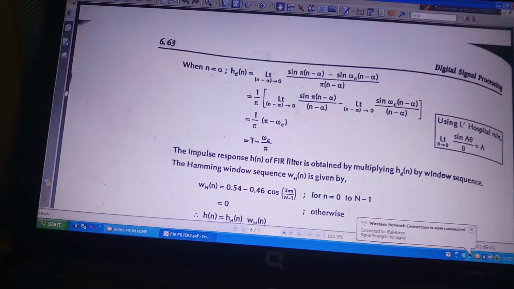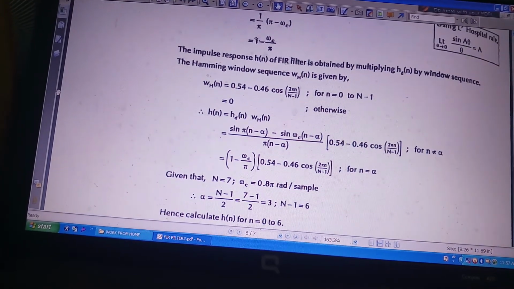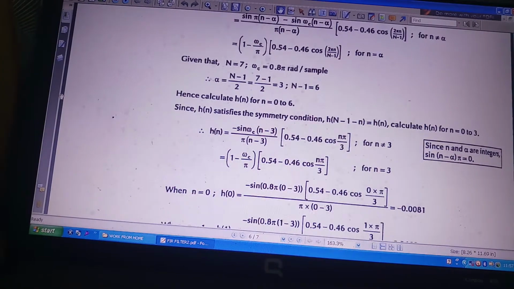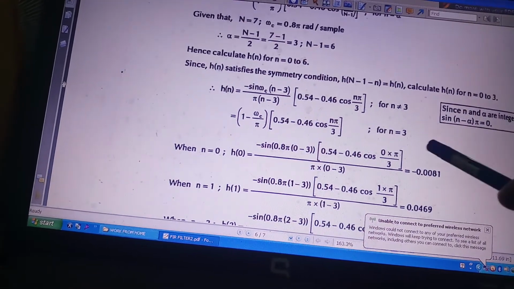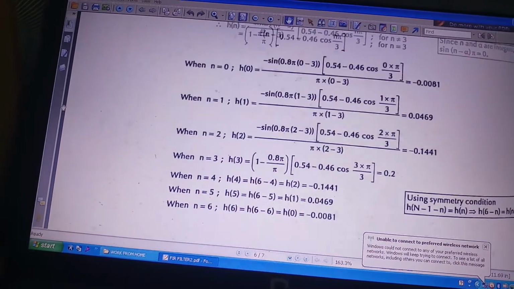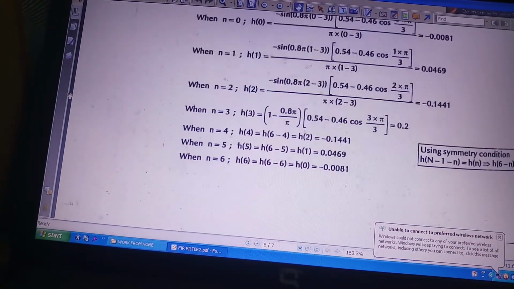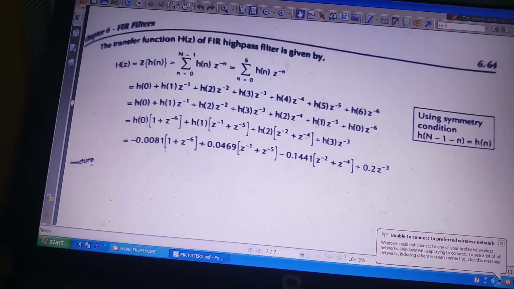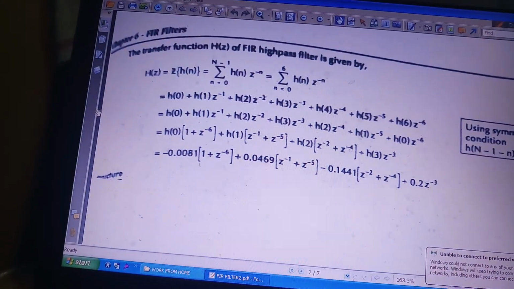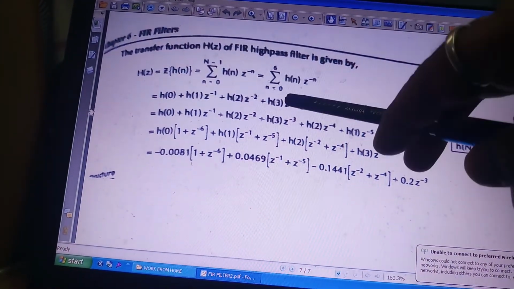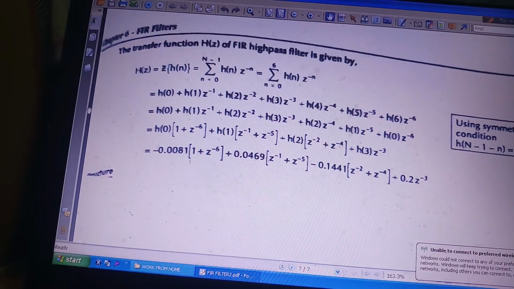Since I am taking the samples from 0 to N minus 1 using the Hamming window, I have used this expression. The impulse responses are computed for the other parameters, as you can see, for 0, 1, 2, 3, 4, 5, 6. And finally the transfer function of the FIR filter is given. It can be computed in this manner just by using this formula: the sum for n equal to 0 to 6 of h(n) z to the power minus n, the normal z transform equation.